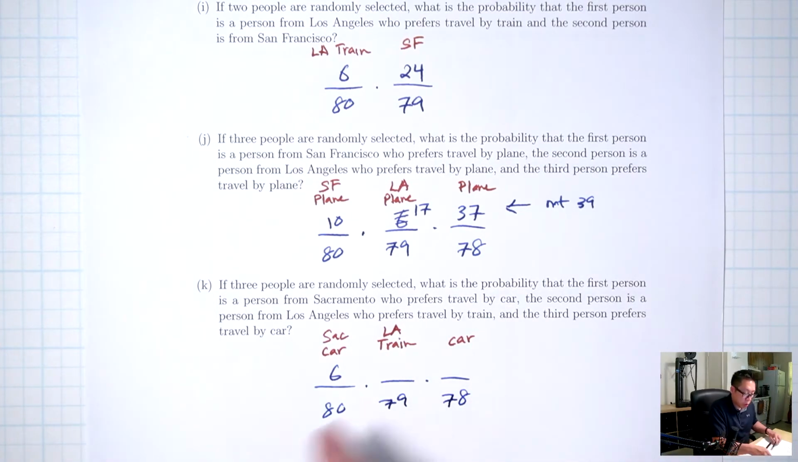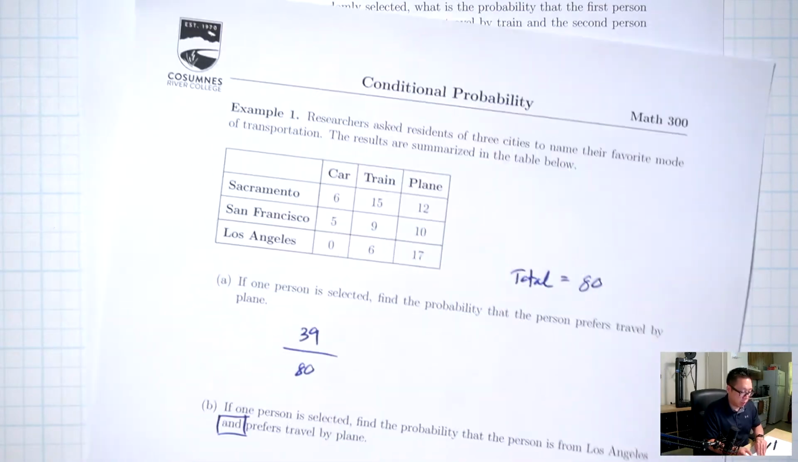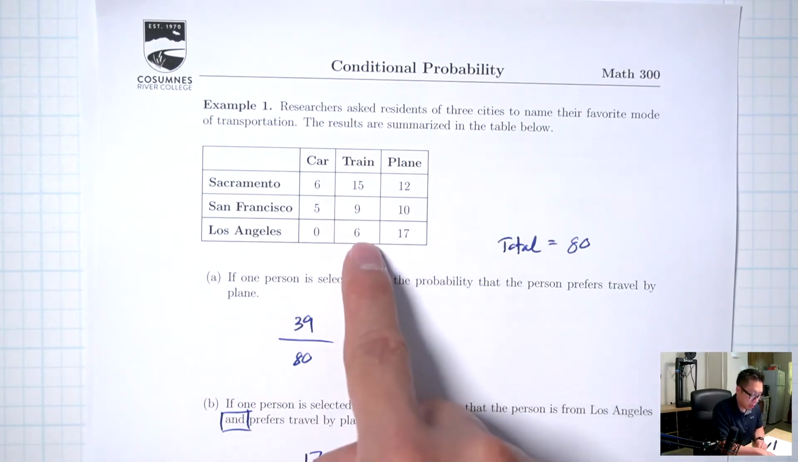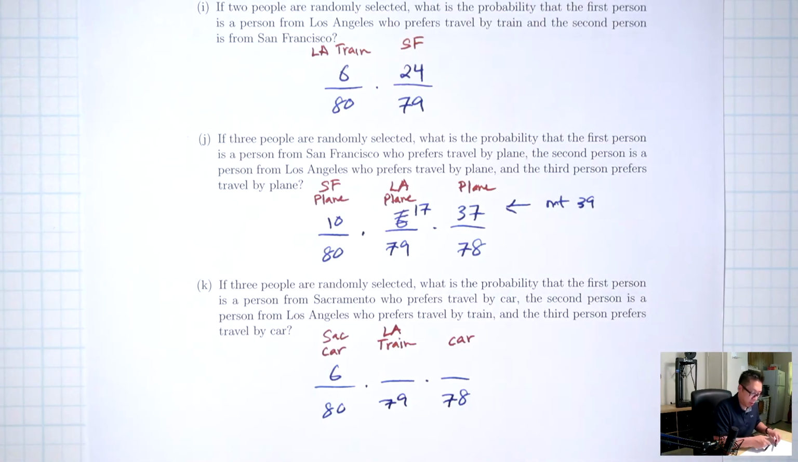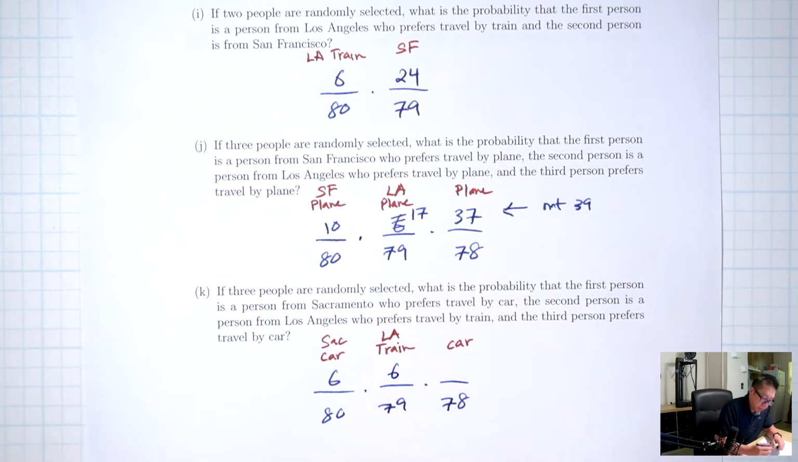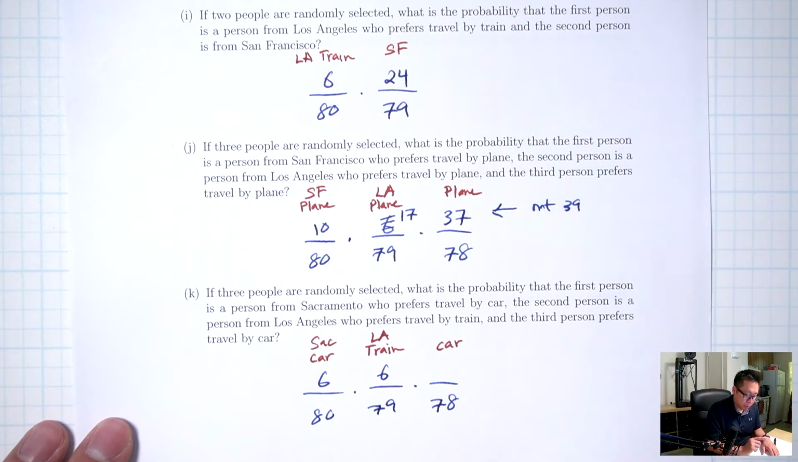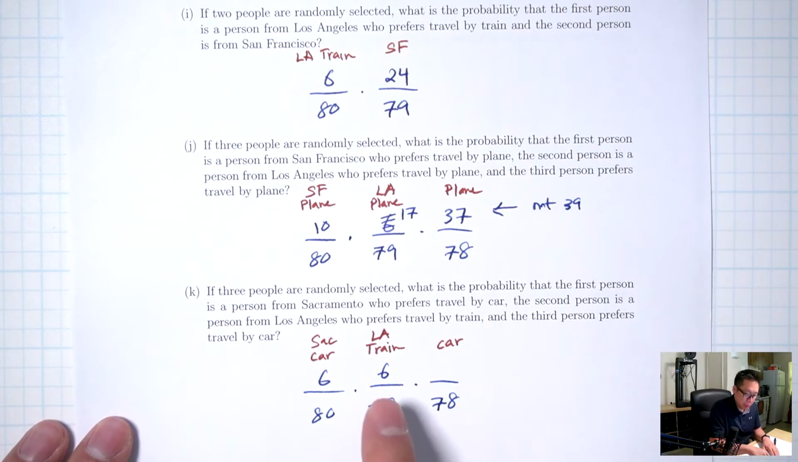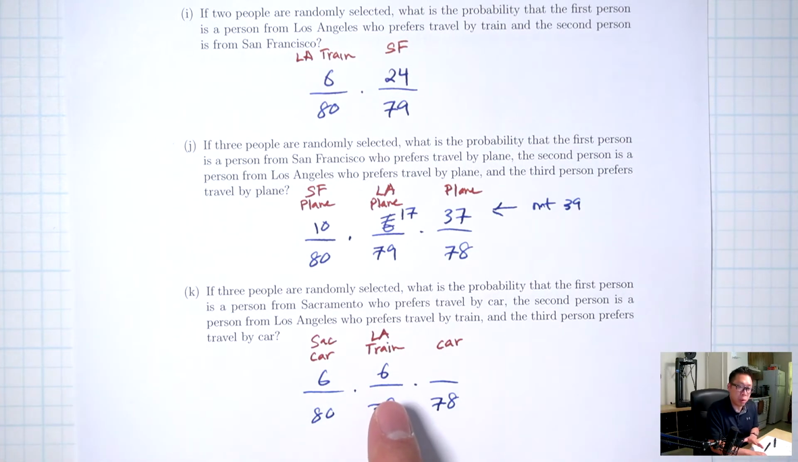Second fraction, LA train. LA train would be 6. I forgot to talk through that. Is it 6 or do I have to reduce by 1? So did I use any LA train yet? No, right? First slot was Sac car. So I haven't used any LA train yet, which means I should have the full 6.